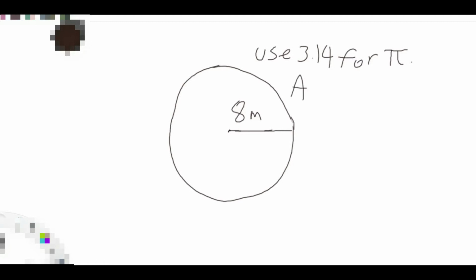Area equals pi times r squared. This is the formula. And r squared is an exponent: r, the radius, to the power of 2.